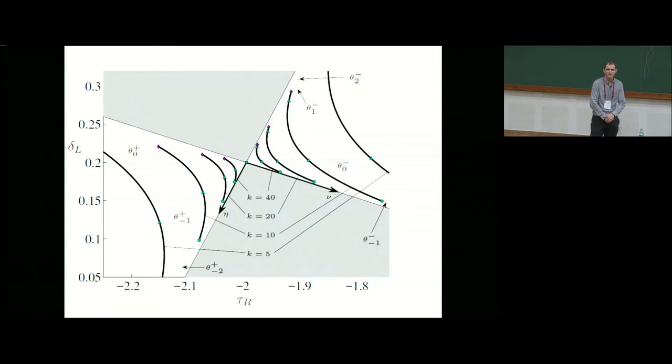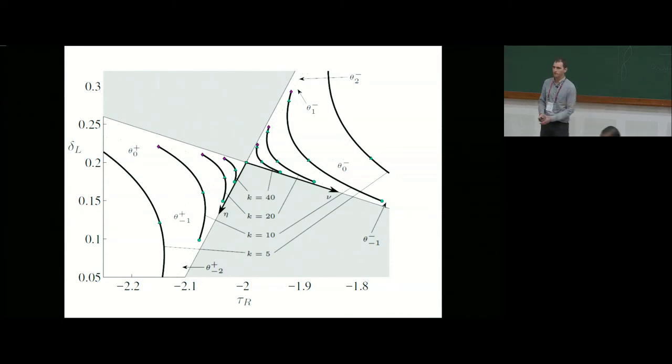Any other questions? Yes, they can. So here's my parameter space. I've got one parameter on one axis, another parameter on the other, and this is a special point. It's a codimension 2 point.